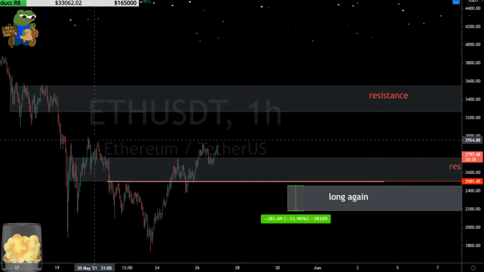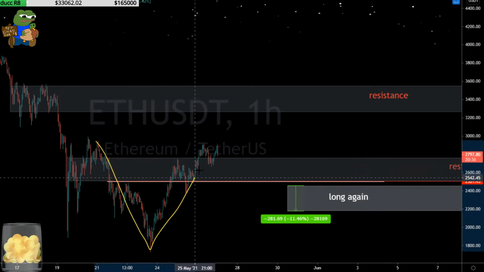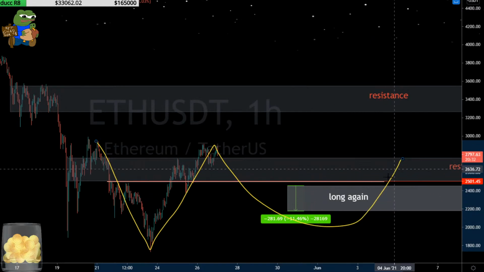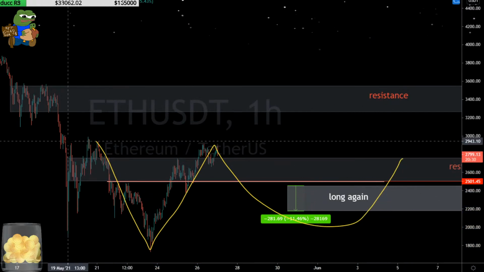Okay, so you have your Adam and now your Eve double bottom. Okay, paint your neckline.